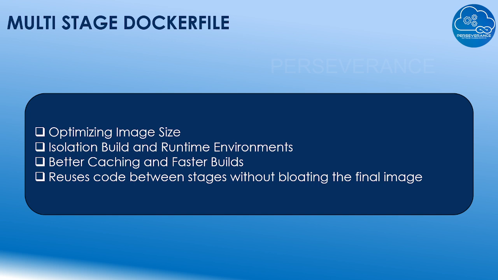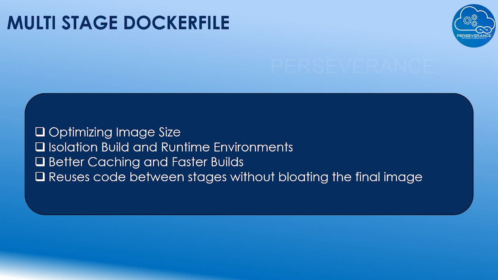What is caching? Caching is all about this: if I execute something, that result can be reused again. If it is executed again, it's not required to re-execute the same command, which definitely results in faster builds. Next, it reuses code between stages without bloating the final image, meaning even between different stages, code can be reused. So this is all about the multi-stage Dockerfile.